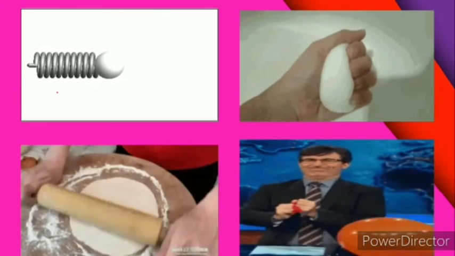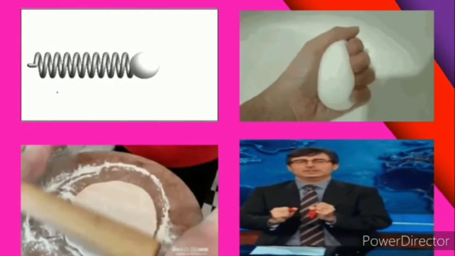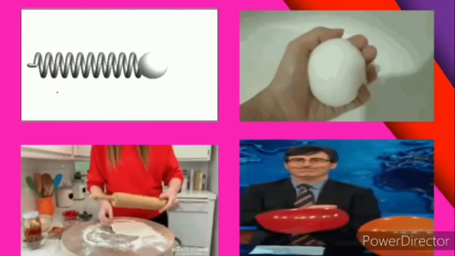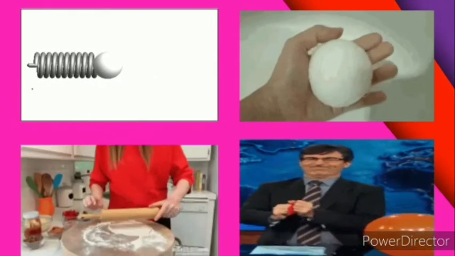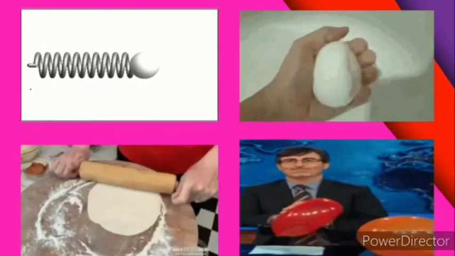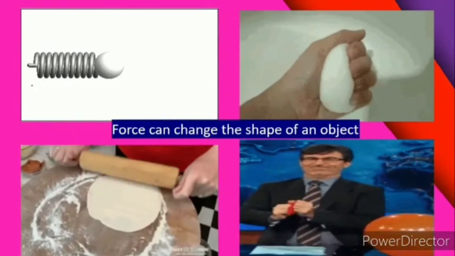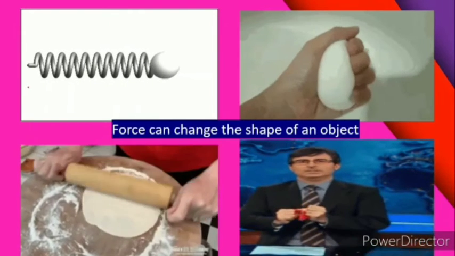Now here you see the balloon. It's an inflated balloon. When you apply pressure on it, when you apply force on it, it is bursting and changing its shape. So with all these examples, you conclude that the force can change the shape of an object. So whenever you apply force, the shape of the object can change.